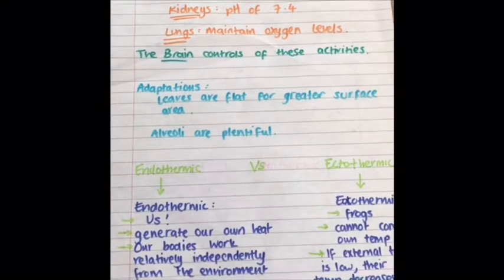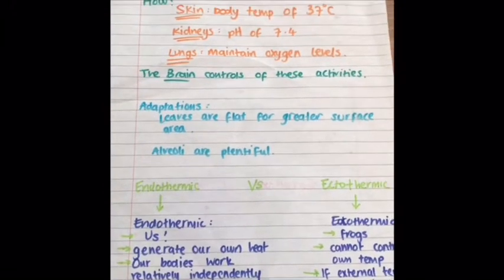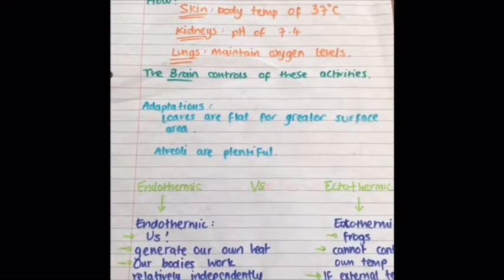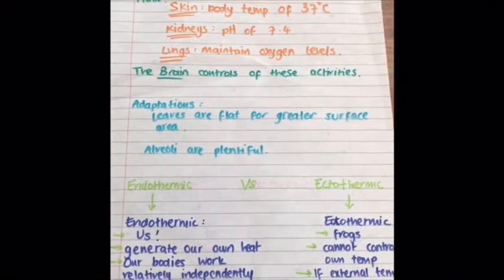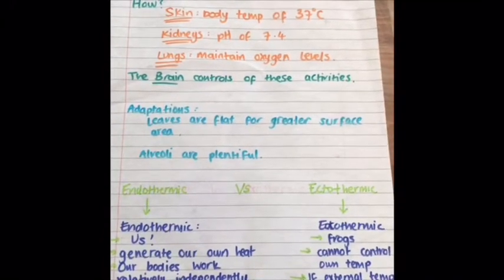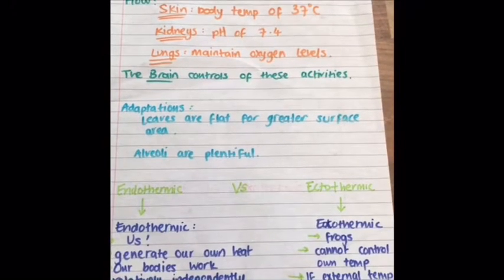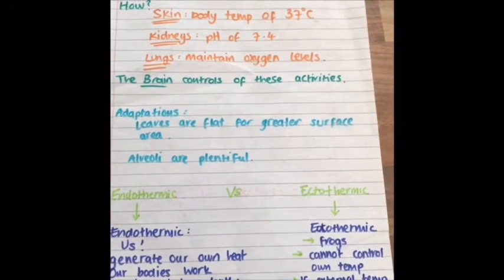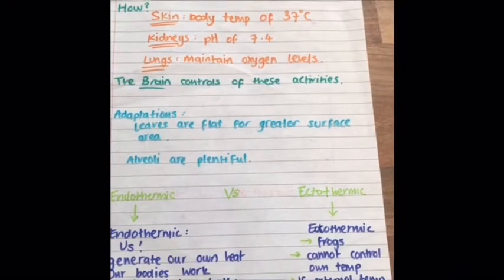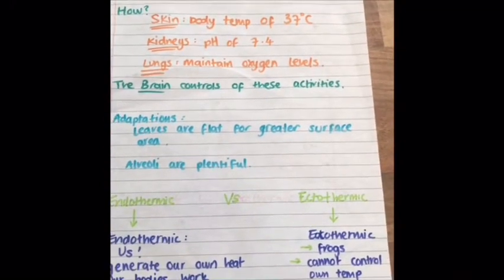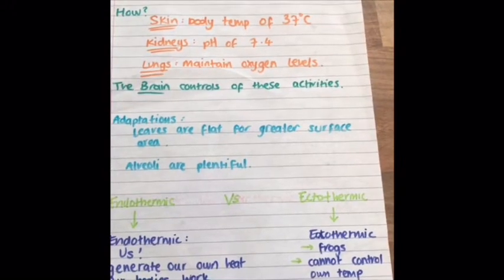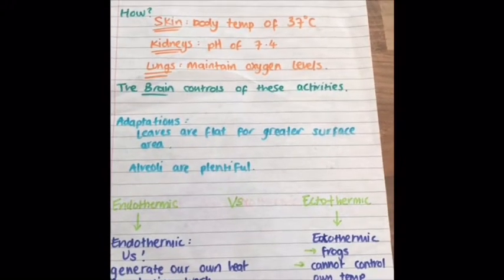So to get started, what is the process of homeostasis? It is the ability of our bodies to maintain a constant internal environment. So this is how our body maintains the correct levels of oxygen, maintains the correct levels of water and salts in our body. So how do we do this?